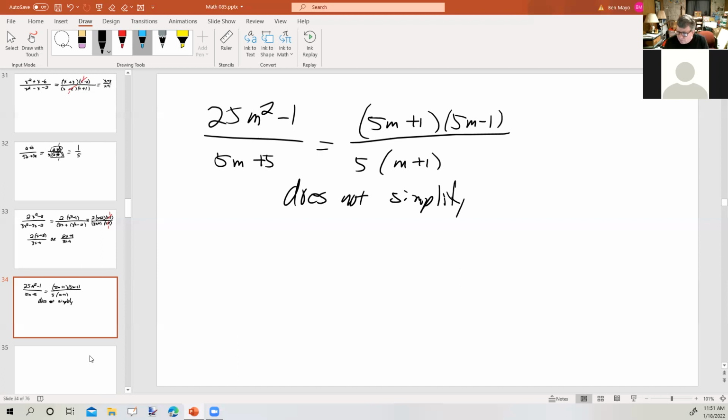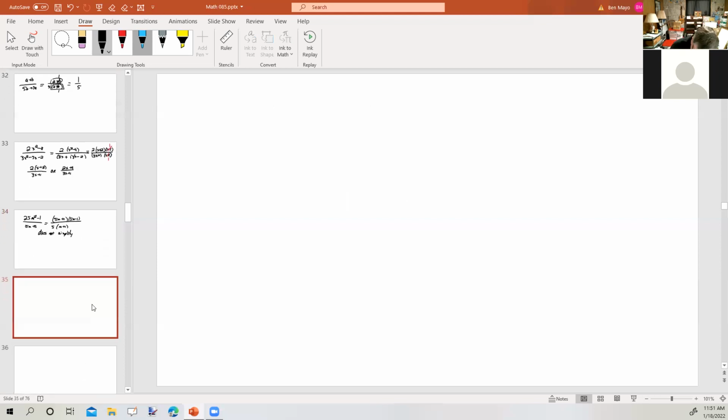Okay, I'm getting ready to go to 7.2. Any questions before we go on? All righty, here comes section 7.2, which is multiplying and dividing rational expressions. Let me refresh your memory as to how we multiply or divide when we've got some nice simple fractions.